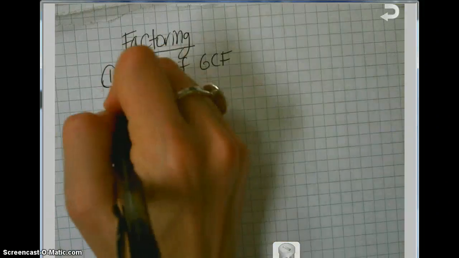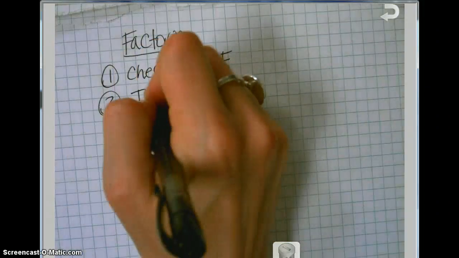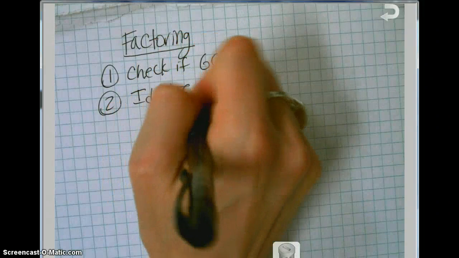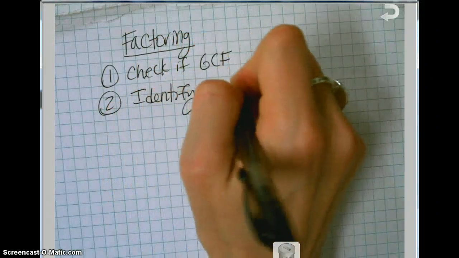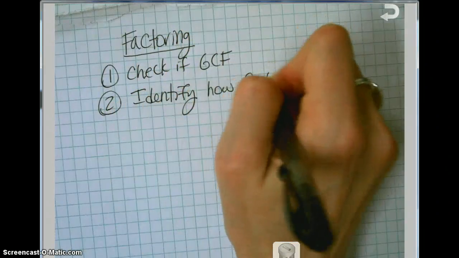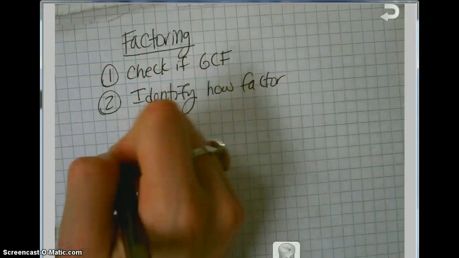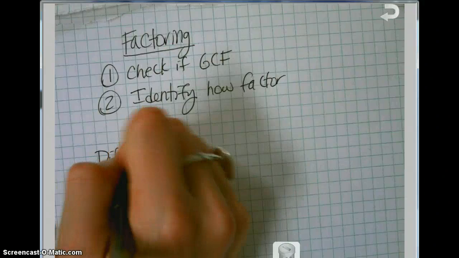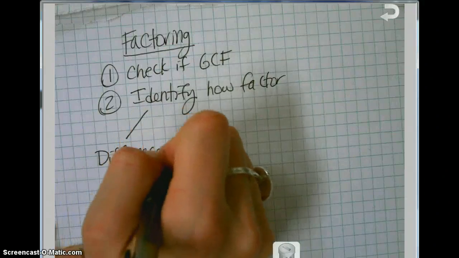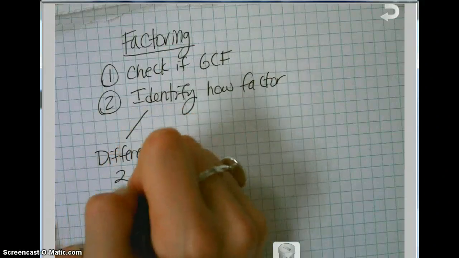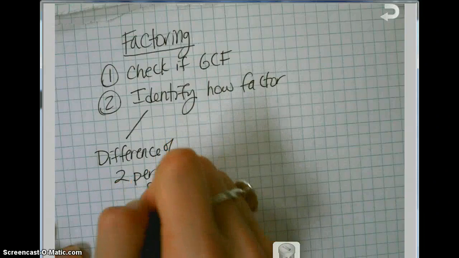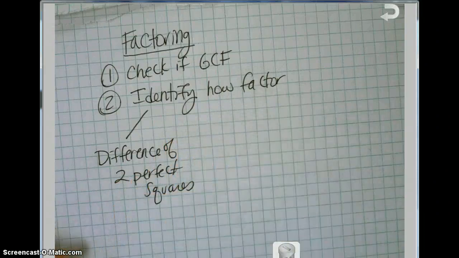Number two, you need to identify how you're going to factor. There are many types of factoring. There are several that we're going to learn this year. Some you've already learned. The first one we're going to call the difference of two perfect squares. The difference of two perfect squares.